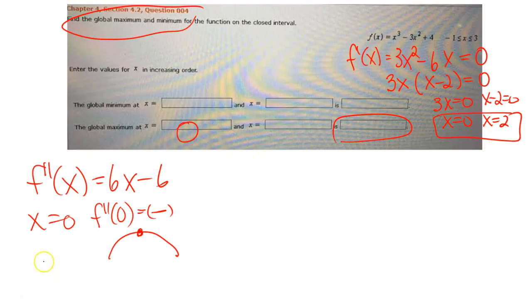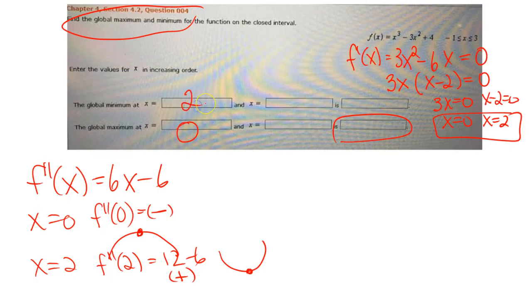Now, let's look at what's going on at x equals 2. Okay, this at 2 is 2 times 6 is 12 minus 6. It's positive, right? Okay, if it's positive, that means concave up. All right, so at x equals 2, that's a minimum. But again, we have to check our edges. So let's do this. We're going to check at x equals negative 1, x equals 0, x equals 2, and x equals 3. We could graph this in our calculator and go to our table, couldn't we?